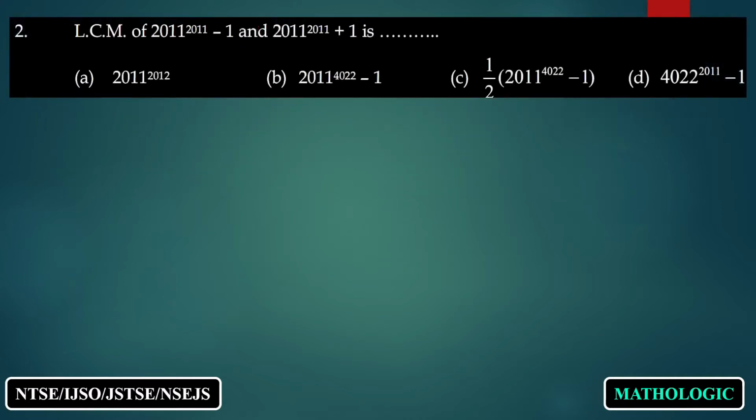Come to the next problem, which is the LCM of 2011 to the power 2011 minus 1 and 2011 to the power 2011 plus 1. Here we are having two quantities, two numbers. The numbers are 2011 to the power 2011 minus 1 and 2011 to the power 2011 plus 1. As you can see, there are two numbers.